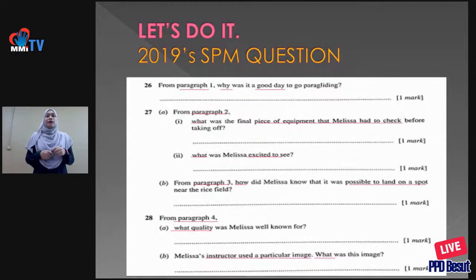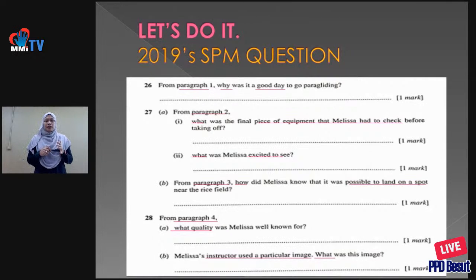27A, we underline paragraph 2, underline what? And then underline piece of equipment, the equipment that Melissa had to check. 27A2, we underline what? And we underline excited to see.